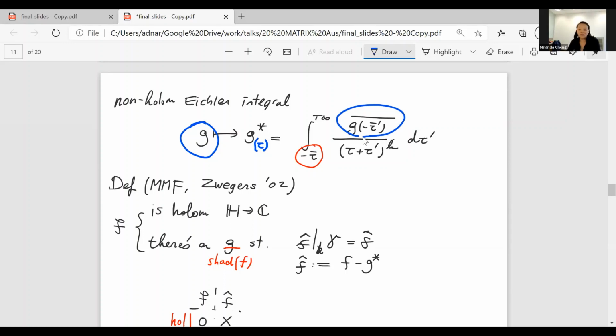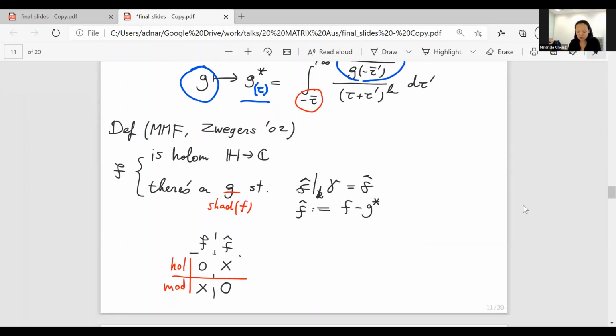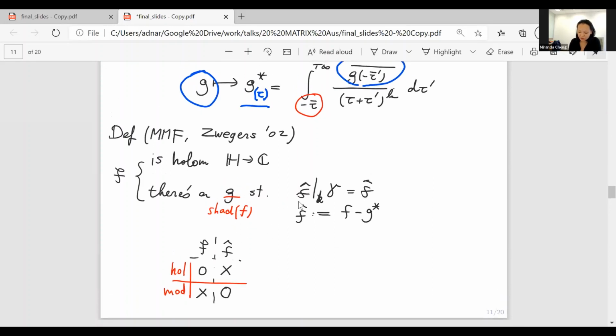And what is interesting is that this g star will no longer be holomorphic. For instance, there's manifest non-holomorphic dependence on your variable here. So then, going to the definition of mock modular forms, it says that a function f is a mock modular form if, first, the same as in the modular form case, it has to be a holomorphic function. And the second thing is that there is a modular form g, that's what we call the shadow of f, such that we can write down another function f hat, and the f hat is going to be the thing that transforms just like a modular form.